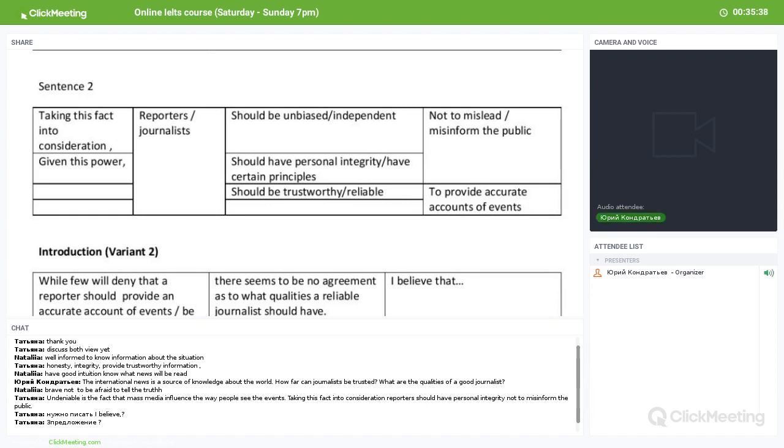Yes, that's right. This is a typical structure of an introduction. First, there's a general statement, then something directly connected to the topic, and third, it will be either an outline of your essay. So in this essay, I'm going to have a look at the qualities a journalist should have, or you can say, I believe that a journalist should be first and foremost independent, for example.